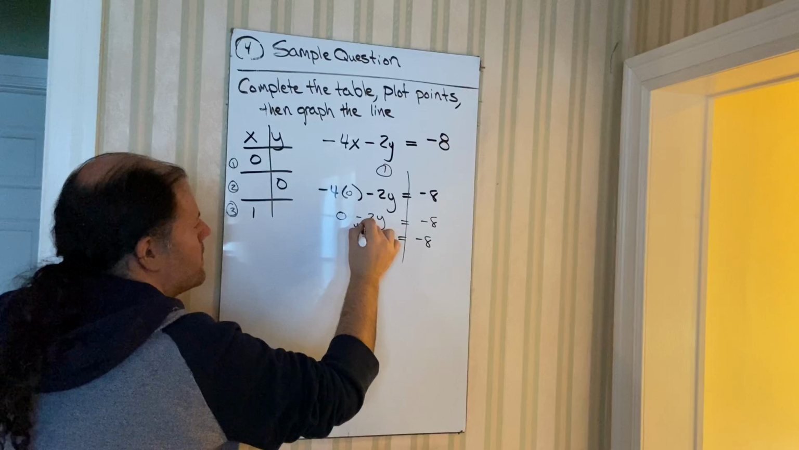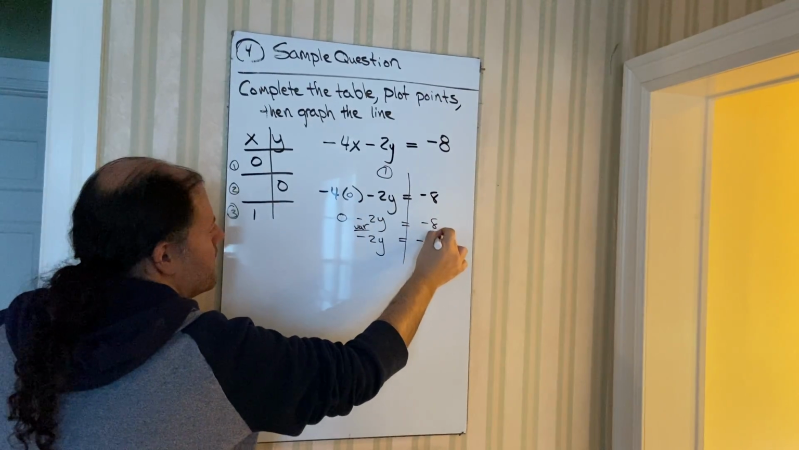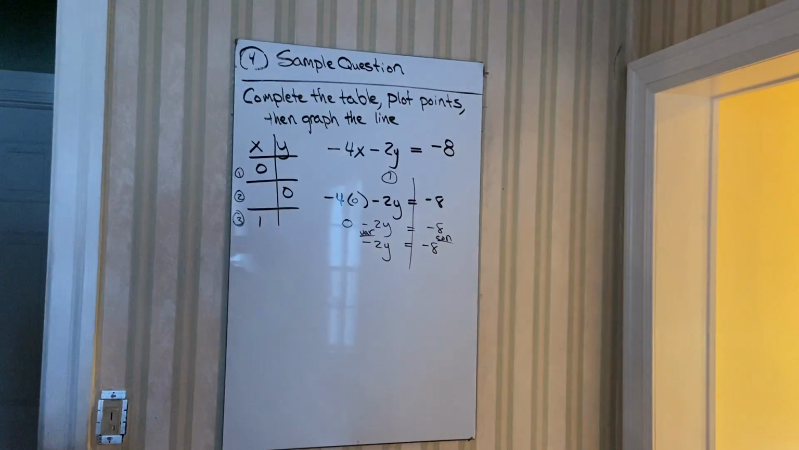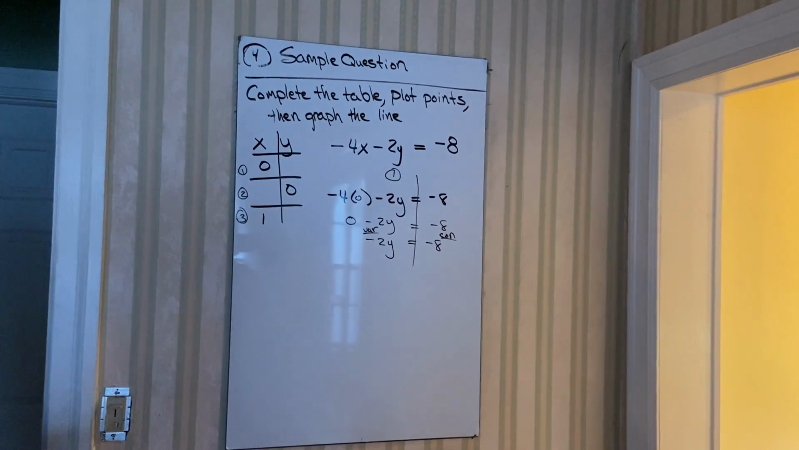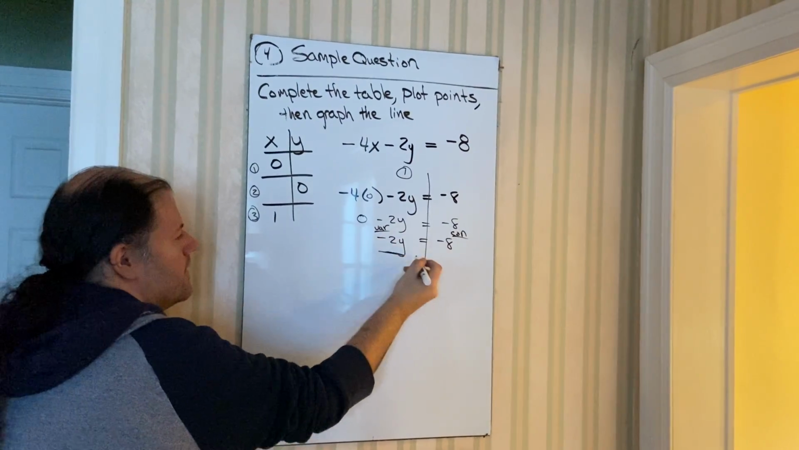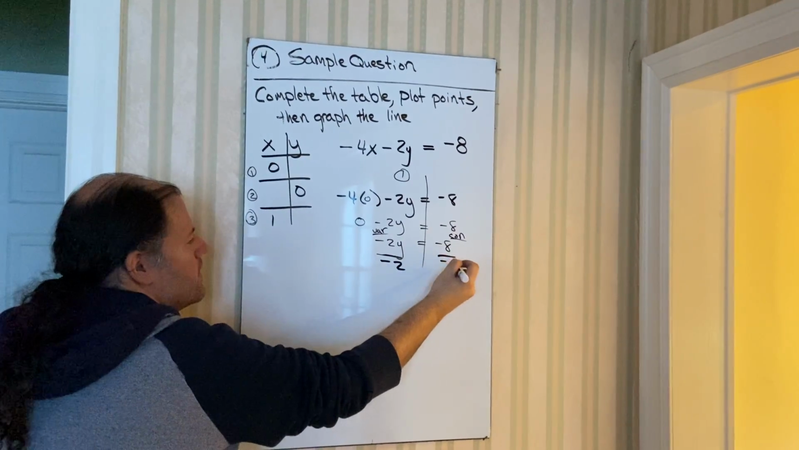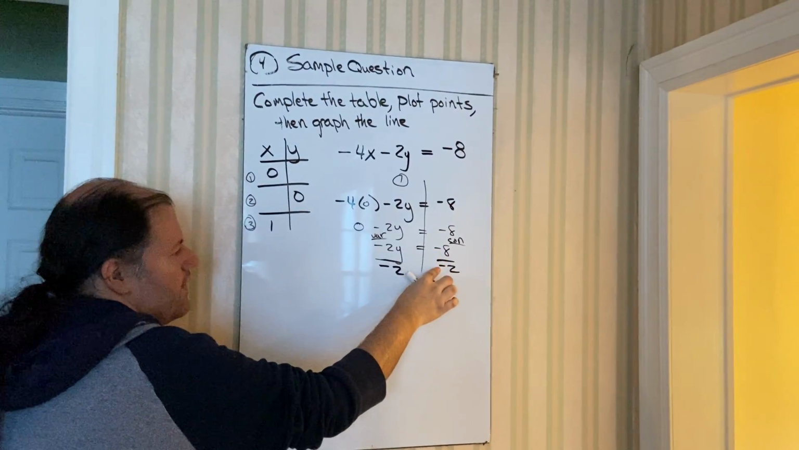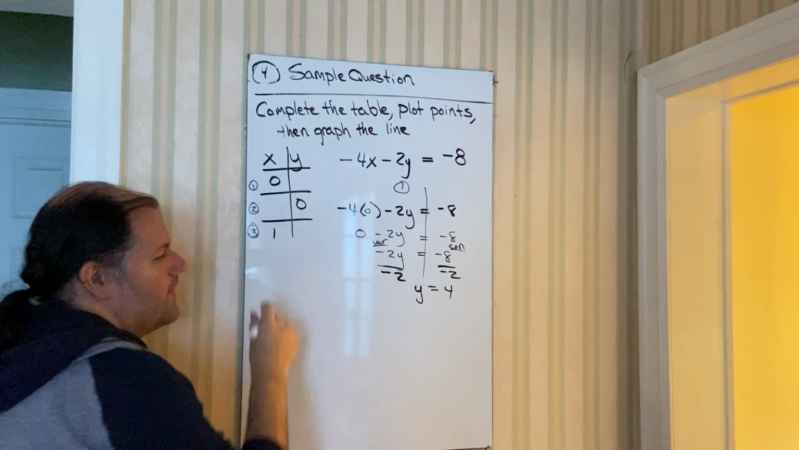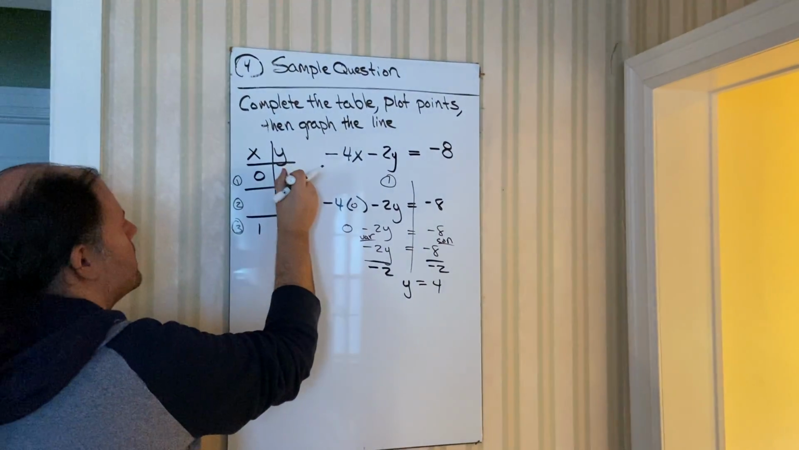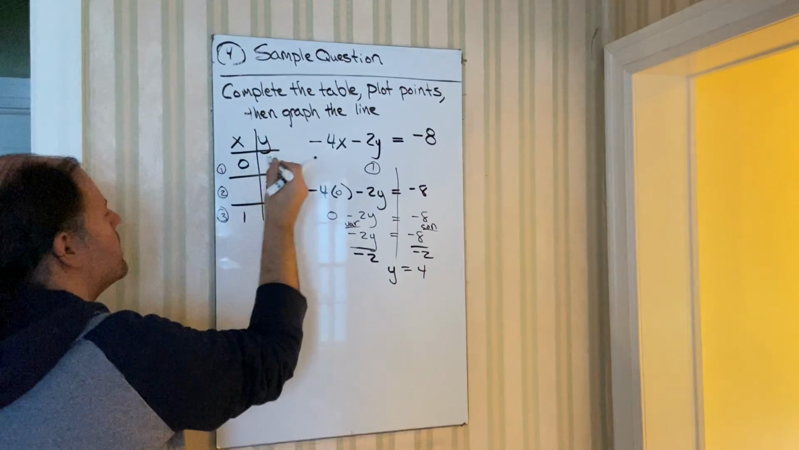Now we have variables on one side, constants on the other, but we need to get rid of the coefficient. Since the coefficient is -2, we don't move it, we divorce. Divide not only by the number, but its sign. So divide each side by -2, and we get y equals +4. Negative divided by negative is +4. Once we have that, we can move on to number 2.